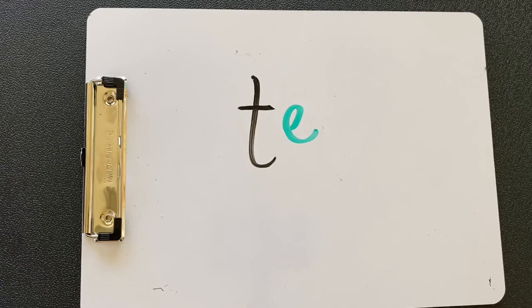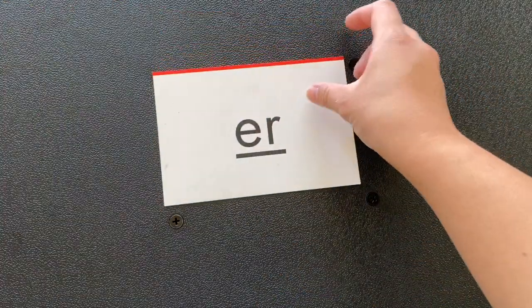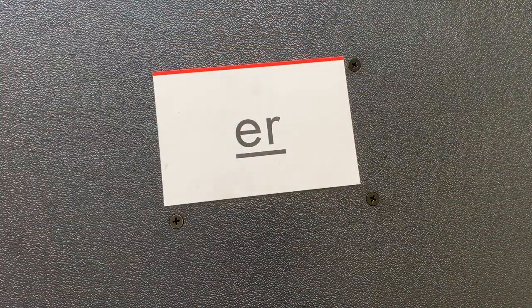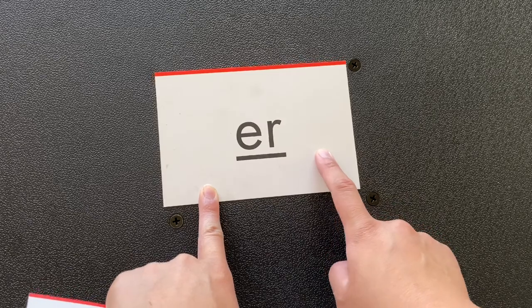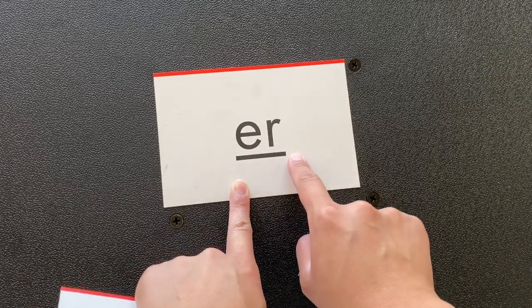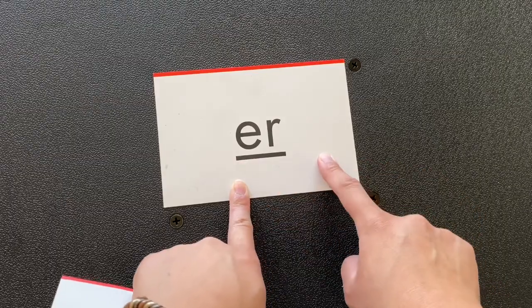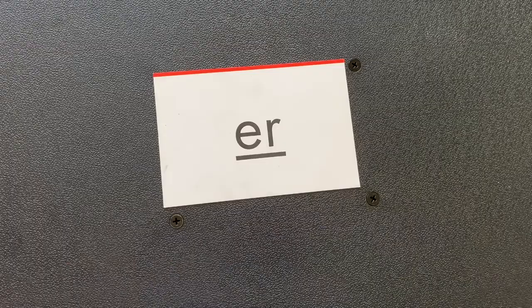Alrighty, let's keep on moving. I'm going to go ahead and introduce you guys now to your sight syllables. Er, as in better, and er as in winner. Read. Er. This syllable is irregular. Spell E-R. Read. Er.